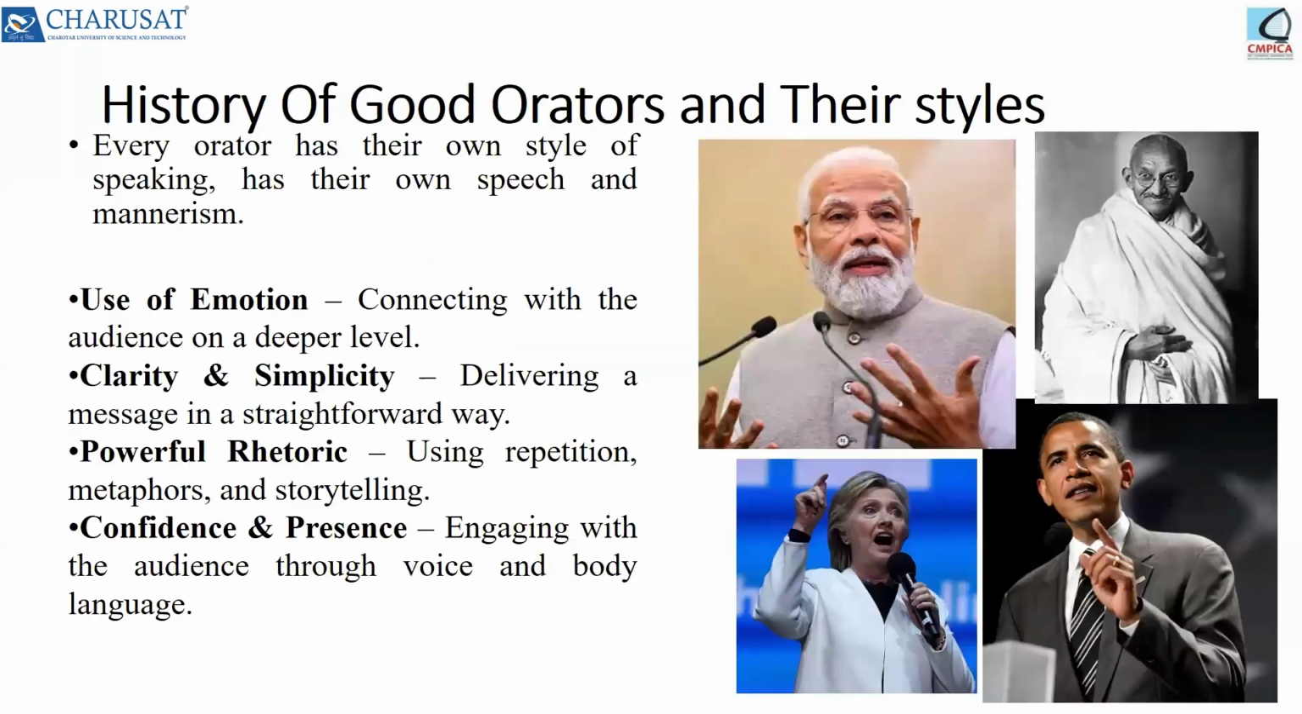speech goes, right? We next have history of good orators, and they have their own different style. Four pictures that you see on the screen. Do you identify who are these? I give you a minute. First one, definitely we all know the current Prime Minister of India, right? What would you like to say about him? Who is the person next to the current Prime Minister? Yes, he is the father of our nation, Mahatma Gandhi, right?